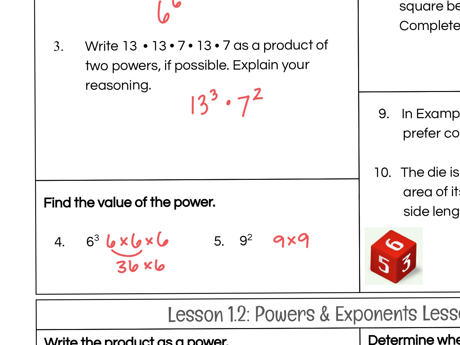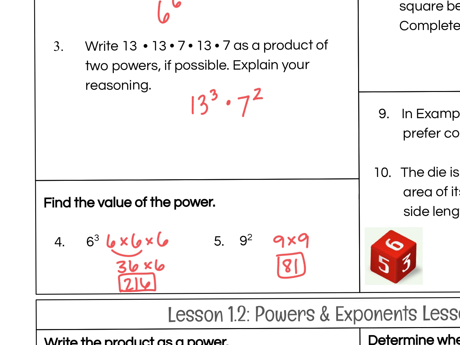Okay, so looking at number 4 and 5, you're actually finding the value. So I went ahead and wrote up there what you're expanding it out to look like, and you're just going to start solving it. We know that 6 times 6 is 36, but I've got to multiply that number by 6 also. So what's my answer? 216. And then 9 squared is 81, not 18.